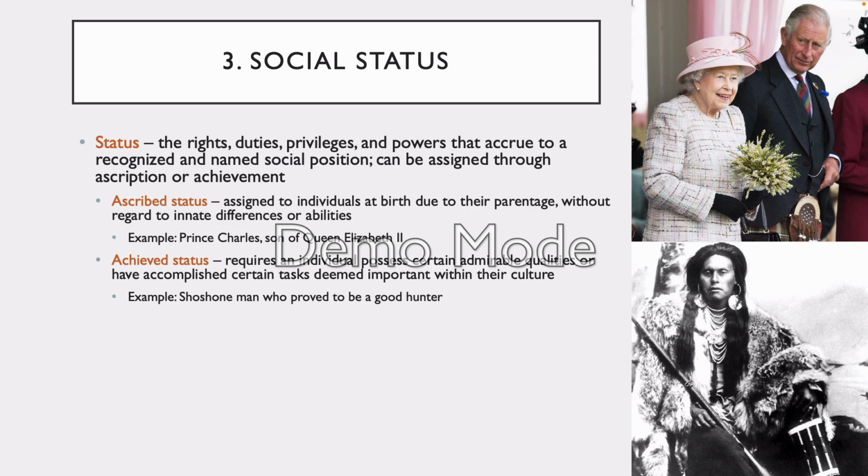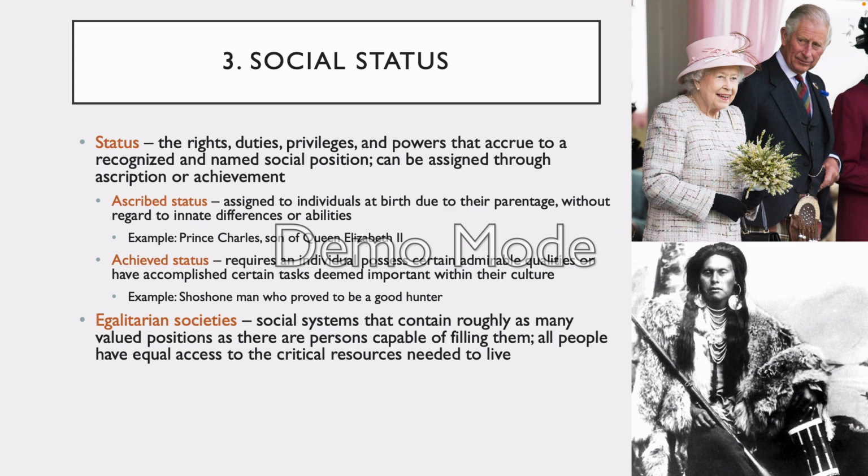In the second example, we have what's called achieved status. In those cases, an individual comes to be seen as having admirable qualities or has accomplished certain tasks that deem them to be important within their culture. So for example, a Shoshone man who proves himself to be a good hunter would have achieved some level of status, whether temporary or, if they can maintain that for a longer period of time, depends on the society.